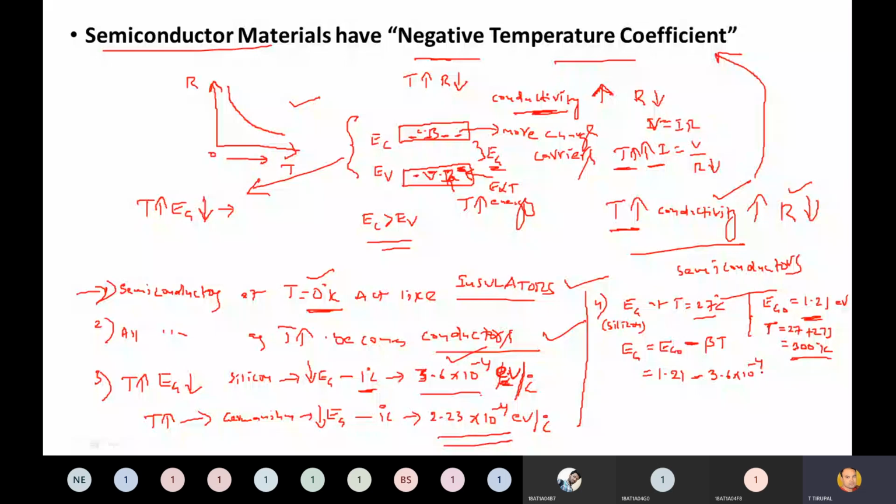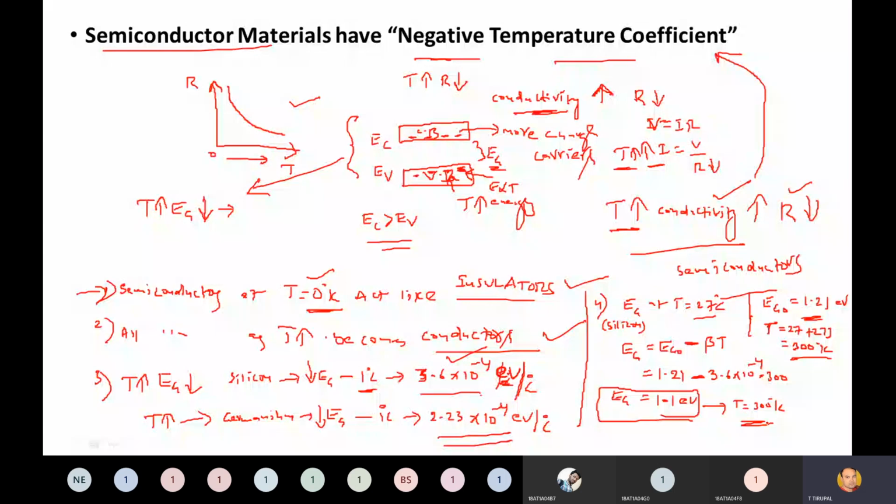So the energy gap of silicon at room temperature is how much? If you work it out, it is equal to 1.1 electron volts. Very important point. Room temperature means T is equal to 300 degree Kelvin. So the energy gap of silicon at room temperature is 1.1 electron volts, and at 0 degree Kelvin it is 1.21 electron volts. Please do remember these important points.